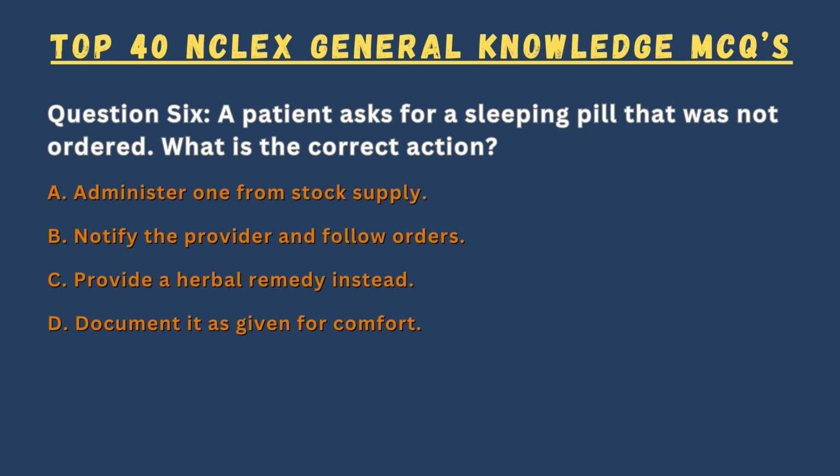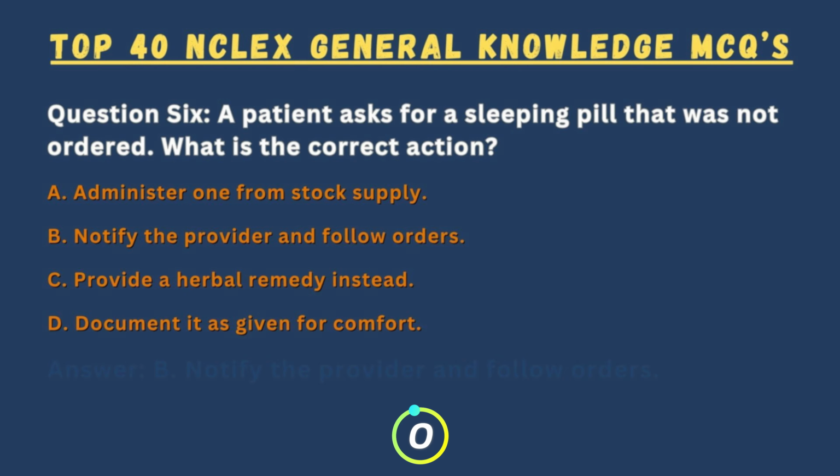Question 6. A patient asks for a sleeping pill that was not ordered. What is the correct action? A. Administer one from stock supply. B. Notify the provider and follow orders. C. Provide a herbal remedy instead. D. Document it as given for comfort.